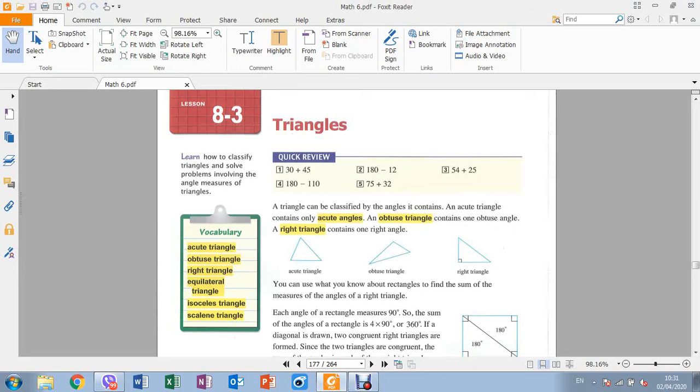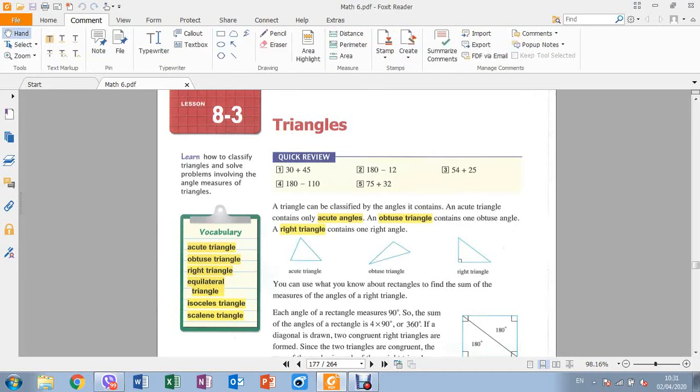When we classify, we use angles. In the angles, we have three types of triangle: acute triangle, obtuse triangle, and right triangle. What does this mean? Where does it come from? So look, we use the angles in there.